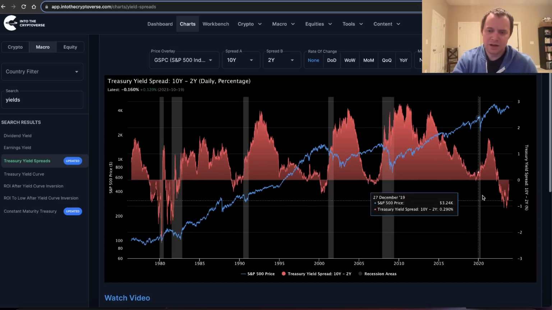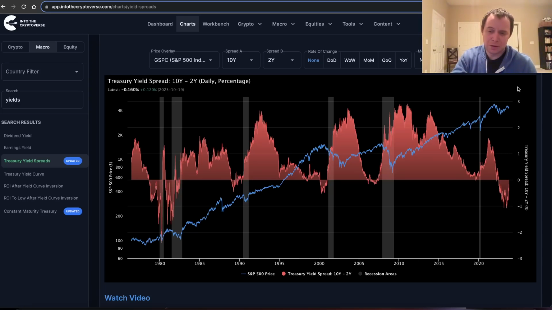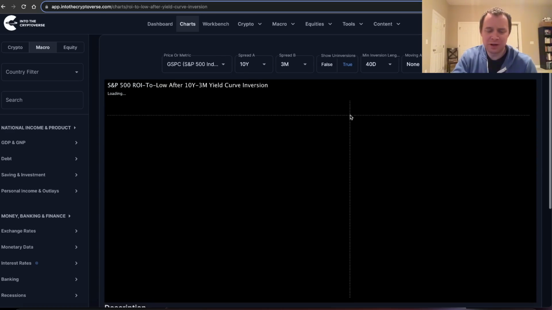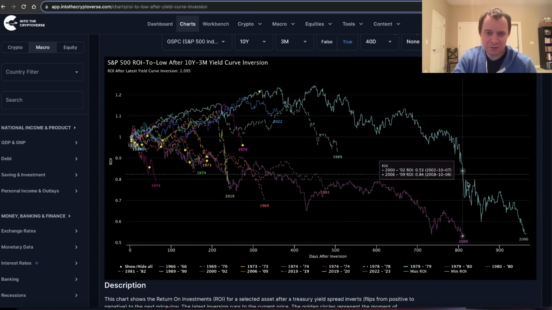So, and this, by the way, is becoming uninverted relatively quickly due to a bear steepener, where the long end of the yield curve is going up, not a bull steepener where the short end's going down. At least not yet. So when you look at this, it raises the question, well, how does the S&P 500 normally behave after yield curve inversion? And we can actually look at that, right? So if you look at ROI to low after yield curve inversion of the S&P 500 throughout these cycles that we've been looking at, this is what you get.